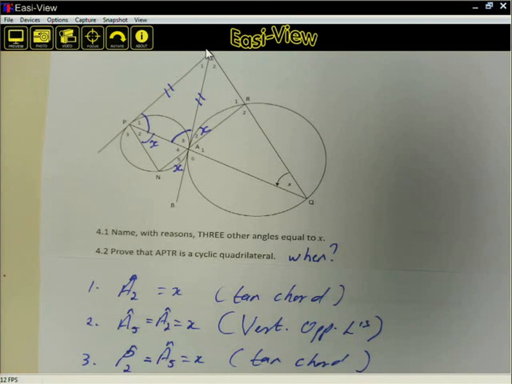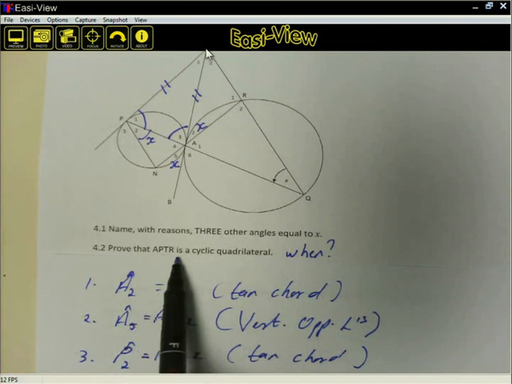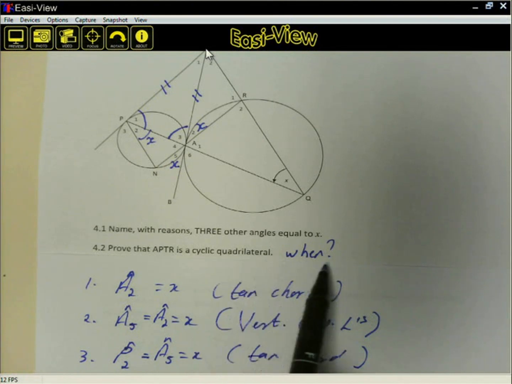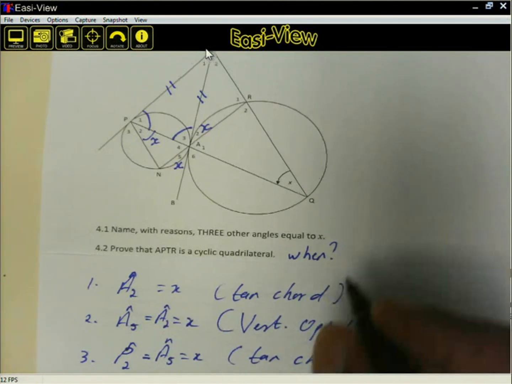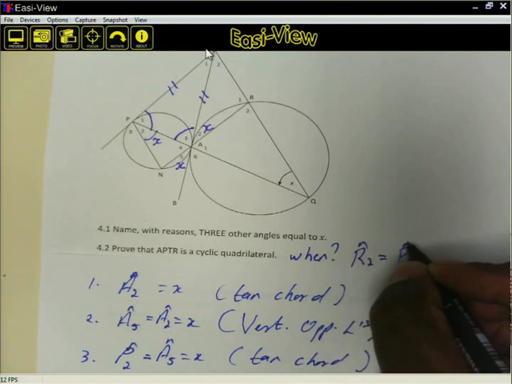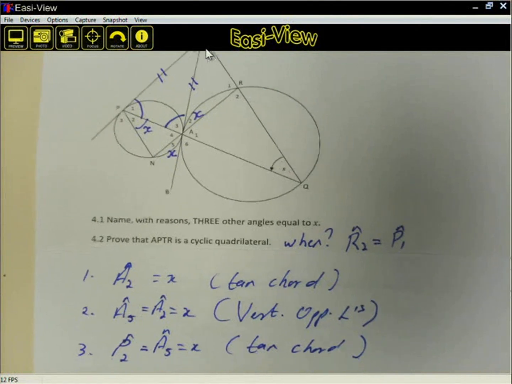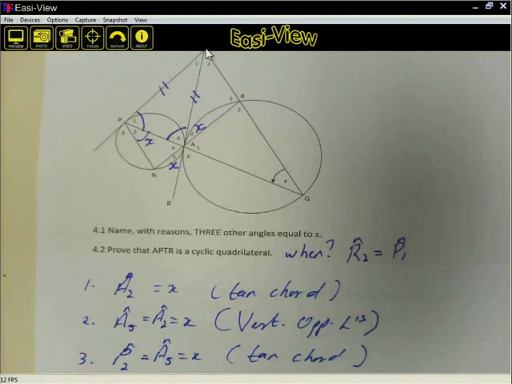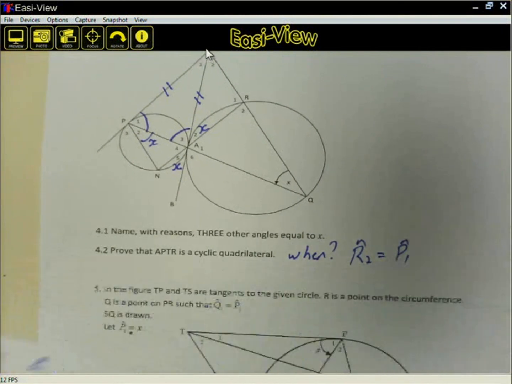Those are the possibilities. So you look down, analyze and see what you have, then you work on what you have mostly. Look at the information that you have and then look at the part that is more relevant to the given information. So when will APTR be a cyclic quad? If we can prove that angle R2 is equal to angle P1. Now we have a direction. If R2 can be equal to P1, then we can prove that. Let's work towards that.